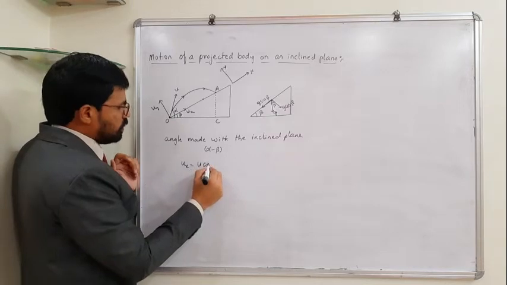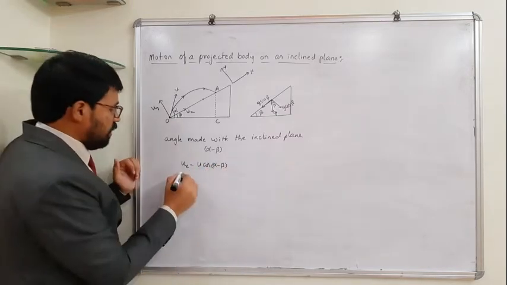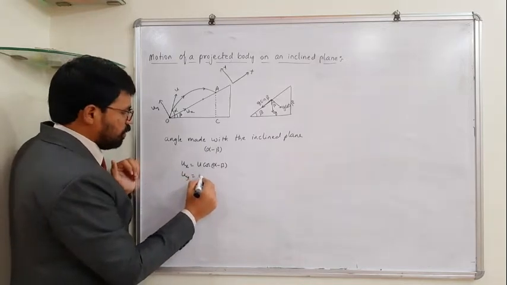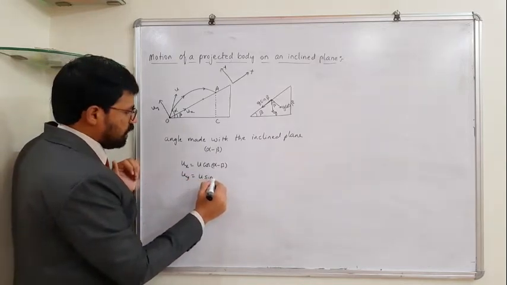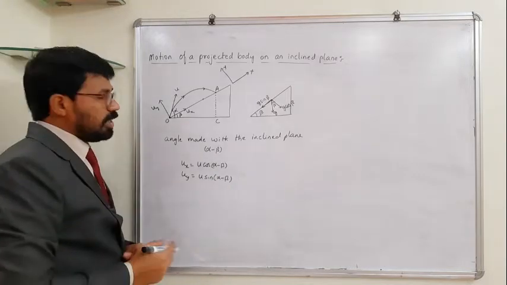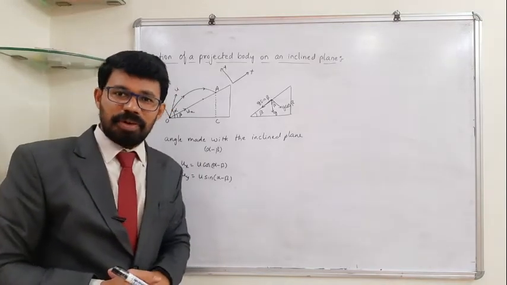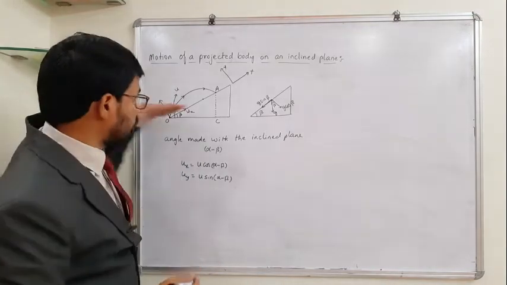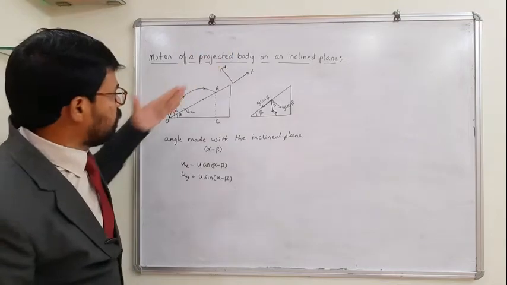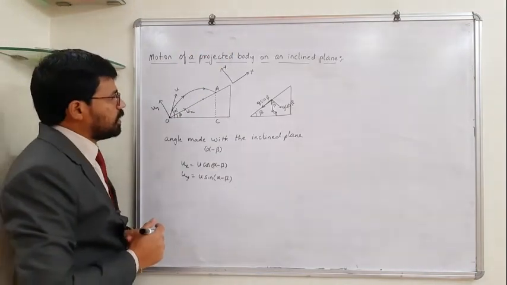U cos alpha minus beta. That's how the cos component can be written. Similarly, uy is equal to u sin alpha minus beta. Unlike in the case of oblique projectile, here there is acceleration in the horizontal direction. Horizontal direction in the sense not this one, but parallel to the inclined plane. Parallel to the inclined plane, there is acceleration.